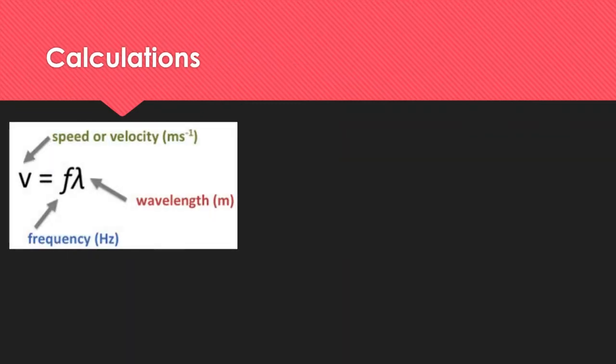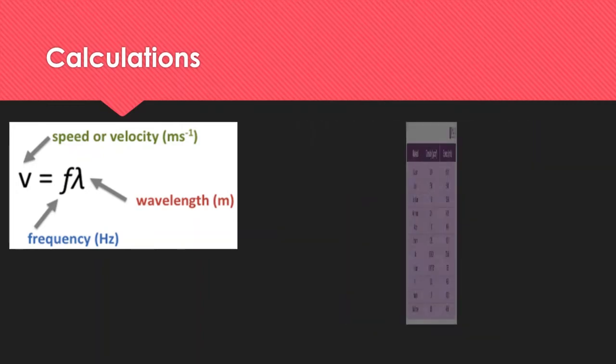Okay, so in terms of calculations, you need to know how to use the wave equation, which is speed equals frequency times wavelength. Now you have to read the problems carefully. If you are given the frequency and the wavelength, you will use this equation. If you are given the period, remember you have to convert the period to the frequency, and the period is equal to 1 over f. Please remember that.